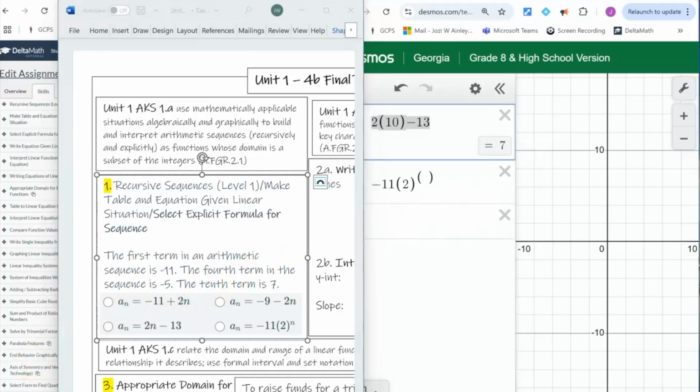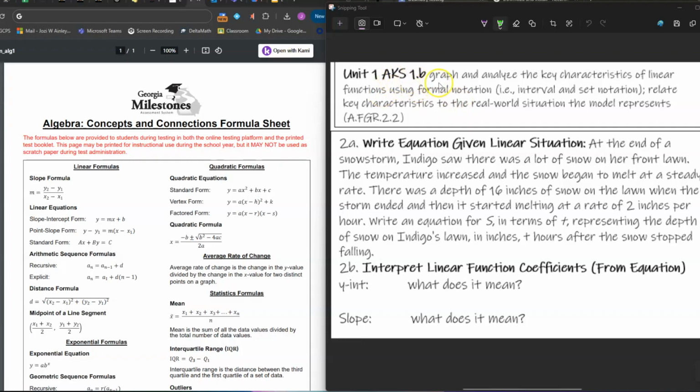Let's practice. All right, guys, we're going to take a look at AKS 1B. That's to graph and analyze the key characteristics of linear functions using formal notation, i.e. interval and set notation, relate key characteristics to real-world situations and model representations. So on this one, what we're going to do is write an equation given a linear situation. So what are some keywords that I need in that? Well, I need an equation given a linear.